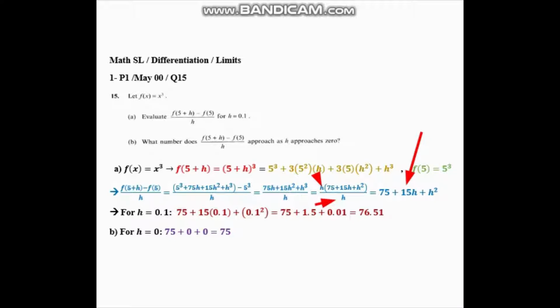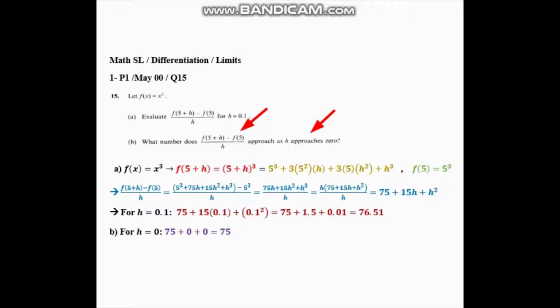hence reaching this final blue expression. So you want to evaluate this expression for h equals 0.1, so you just substitute 0.1 instead of h, getting this red expression right there, which simplifies to 76.51. So in question B, you are asked what number does the expression approach as h approaches 0.